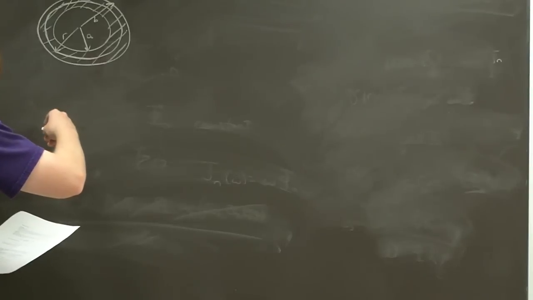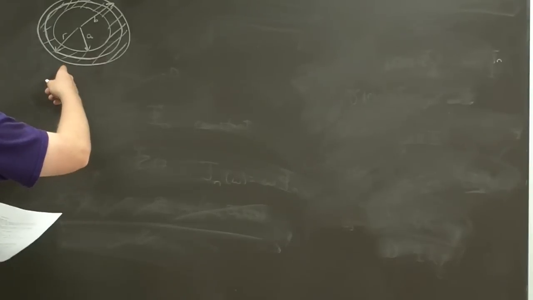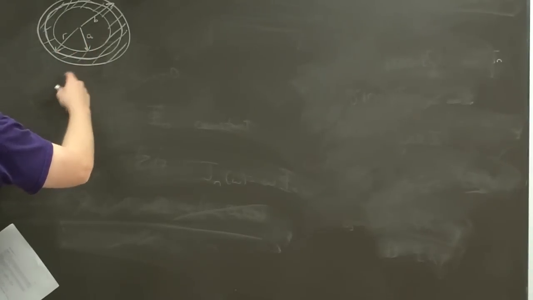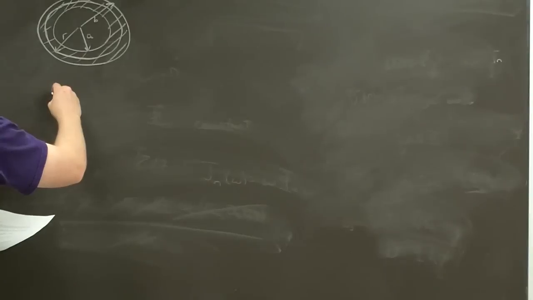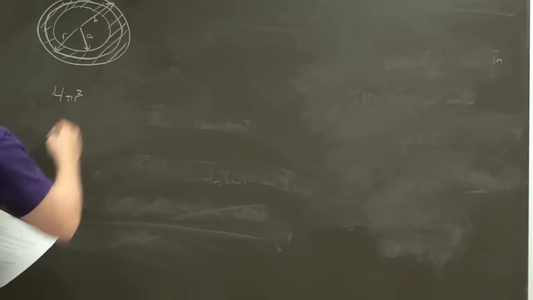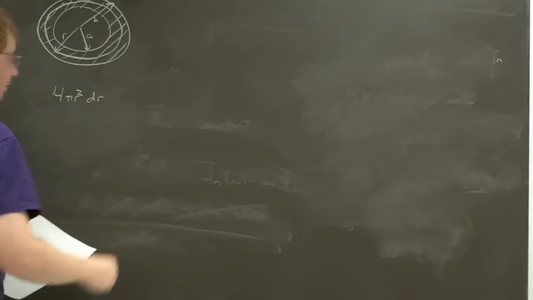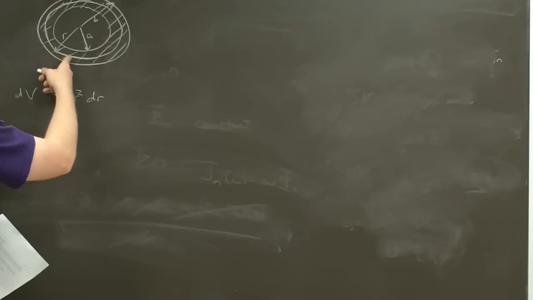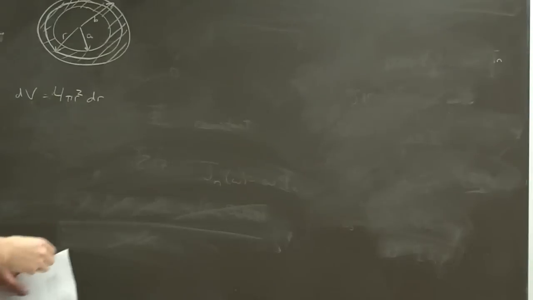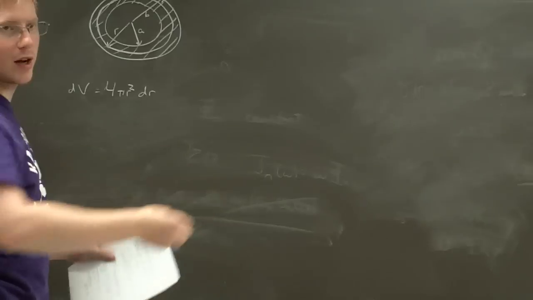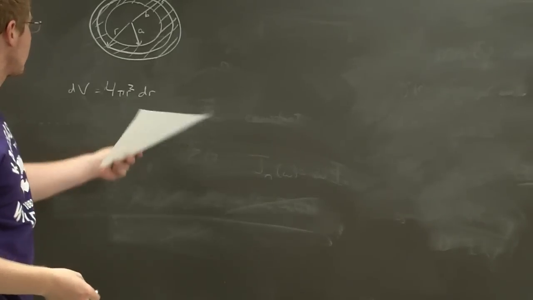So the volume of this shell, this differential shell, is going to be the surface area of that shell, so 4 pi r squared times dr, right? This will be the differential volume of that shell. Everybody okay with that? The area of that shell is 4 pi r squared, and then its thickness is dr.